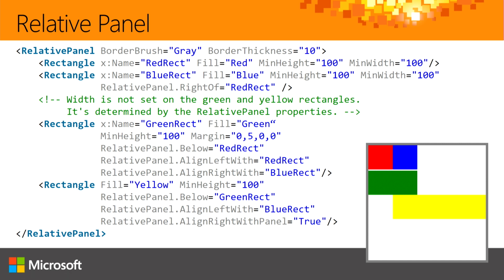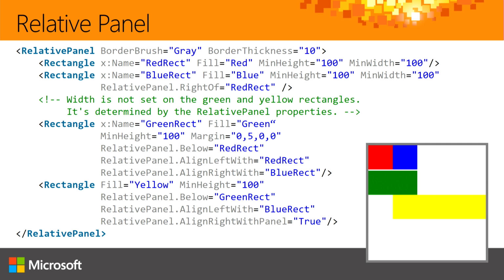So if I were to change the size of red and blue, the green would follow. Does that make sense? The green would expand and have the same size underneath. And then you have the yellow one, which is underneath again, and it says always below green, but a line left with blue, and a line right with panel. So it's always going to fill the gap, no matter how big a space you've got.